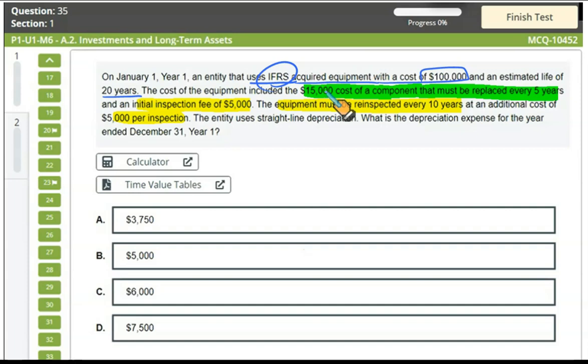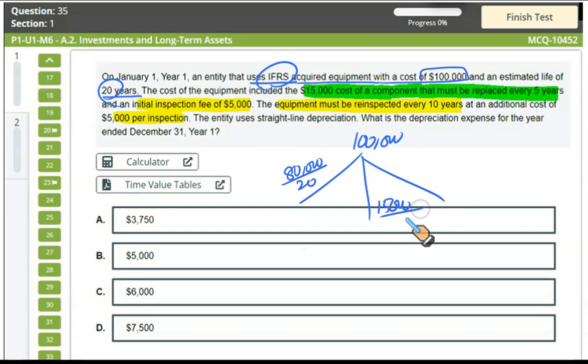What you are going to do is a beautiful question. Out of this $100,000, you need to split. There are 3 different types of asset. First, 100 less 15 less 5: there is a plant, or whatever this asset is, an equipment that has a cost of 80 and it will last 20 years. Then 15,000 represents another component, and this component will last 5 years. And then there is an inspection cost of $5,000, done every 10 years. So basically there are 3 components.